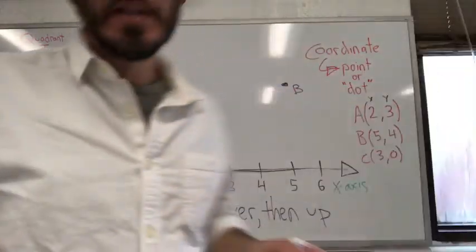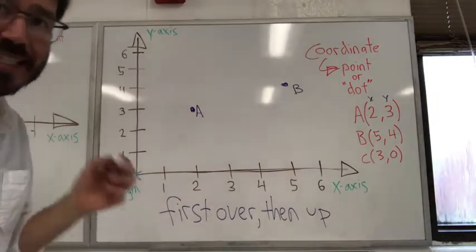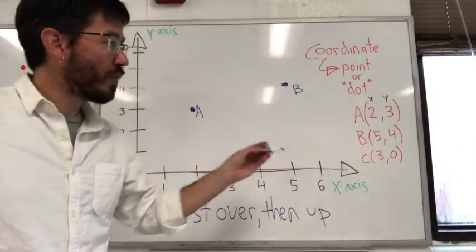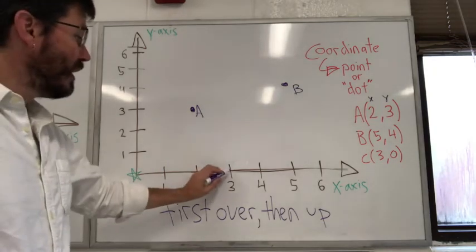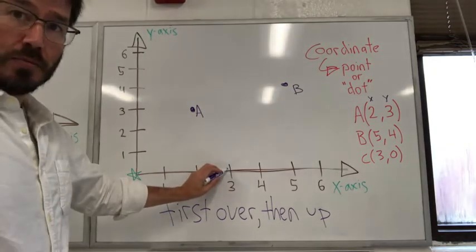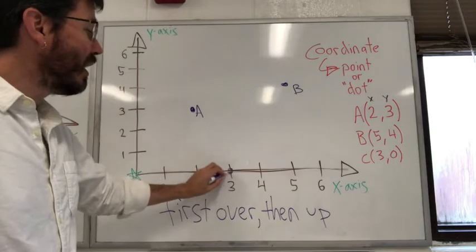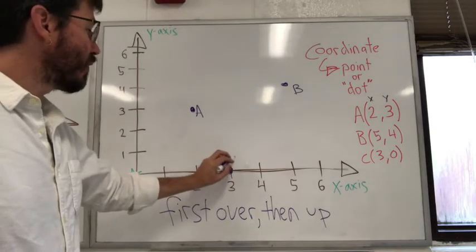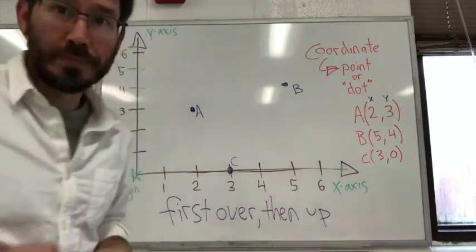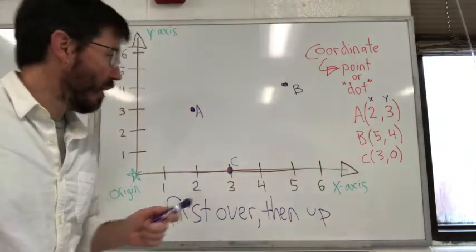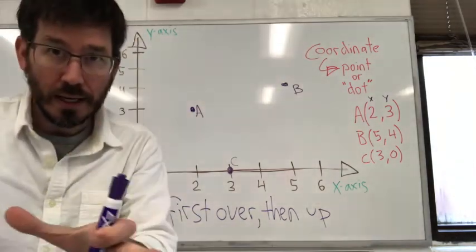Last but not least, on our first example board, we have C, all right? First over, then up. We're first gonna go over from the origin, over 3, and then we're gonna go up 0, meaning we stay on the axis. First over, then up. If 0 is in there, we don't go up, all right? First over, then up.